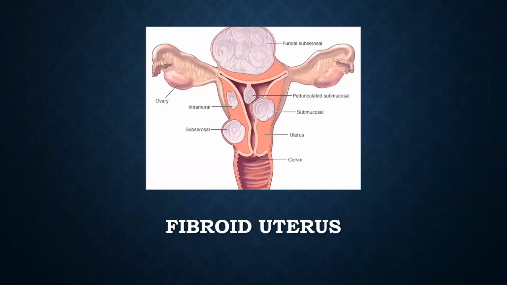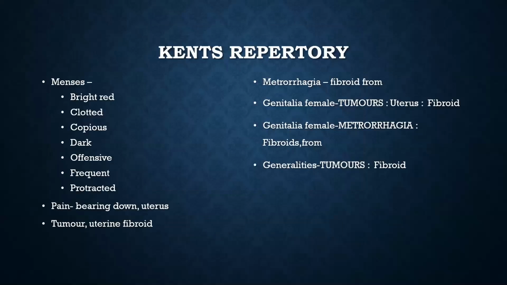Now, talking about the repertories, the first one is Kent's repertory. In Kent's repertory, we have menses, bright red, clotted, copious, dark in nature, offensive. We have frequent, protracted. Basically, all of these are related to fibroid uterus. Then pain, bearing down, uterus. If the growth is a little bigger than enough, we'll have bearing down pain. So the patient will come with bearing down pains. At that time we can take this particular symptom.